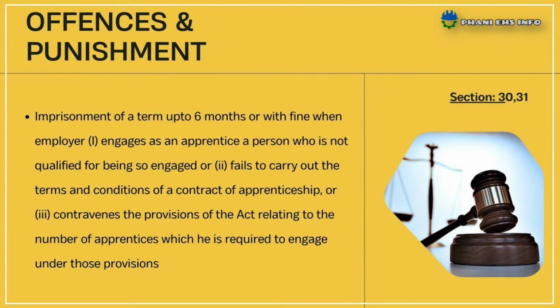Offences and punishment. Imprisonment of a term up to 6 months or with fine when employer: 1. Engages as an apprentice a person who is not qualified for being so engaged, or 2. Fails to carry out the terms and conditions of a contract of apprenticeship, or 3. Contravenes the provisions of the Act relating to the number of apprentices which he is required to engage under those provisions.